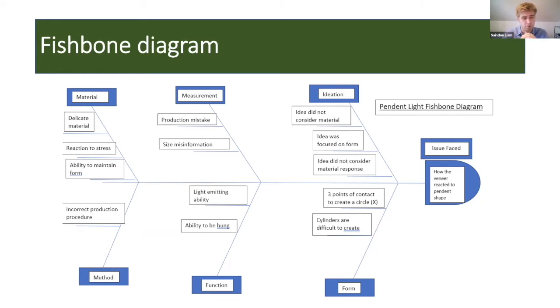And then this one in the corner, method. We had gone through a lot of different methods to actually apply the veneer to the pendant. We were thinking about glue, and then we were thinking about not using glue, and then we were thinking about some sort of iron on or tape even. And we had eventually settled on wood glue in a press that you will be introduced to later.